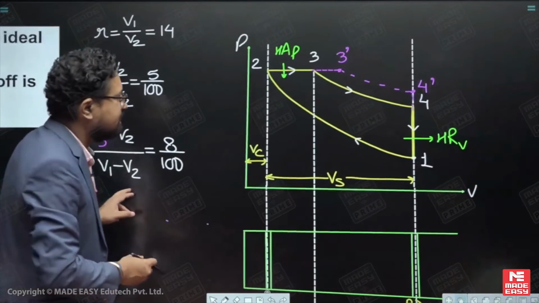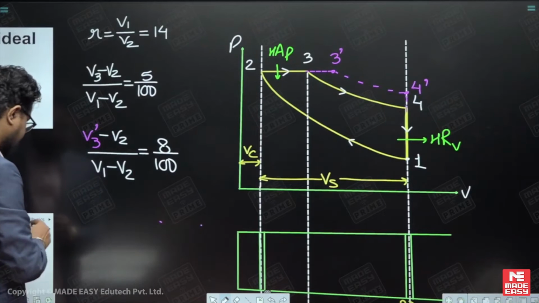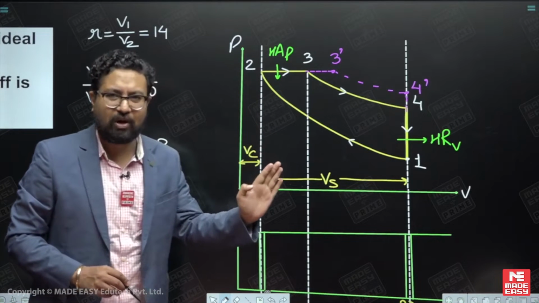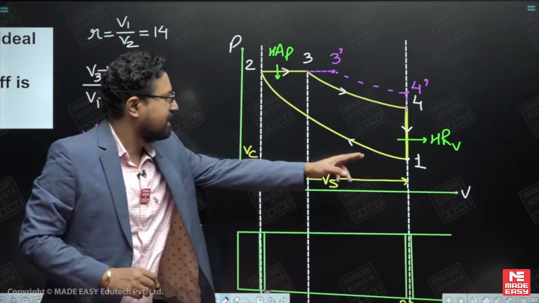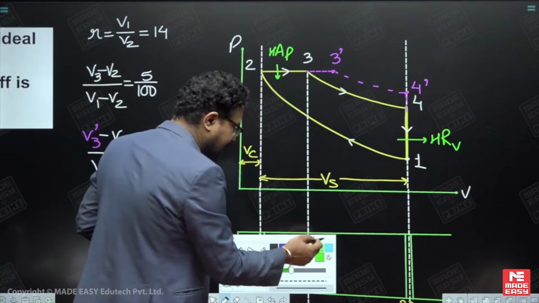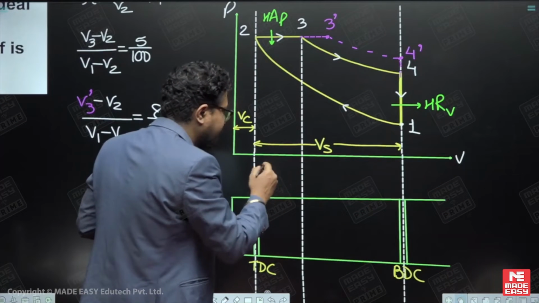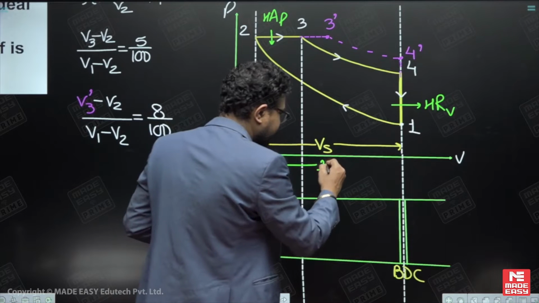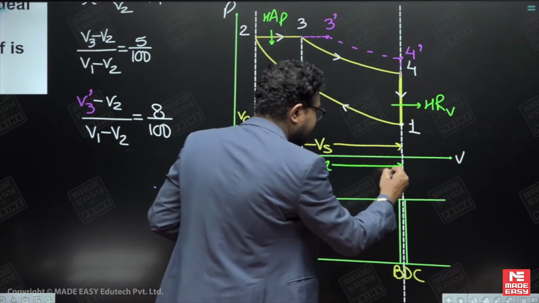If we see here in this situation, the ratio of the volume from 1 to 2, the ratio V1 upon V2, is termed as R. The ratio V1 to V2, this ratio is termed as R. So we have this ratio as R, that is the compression ratio.